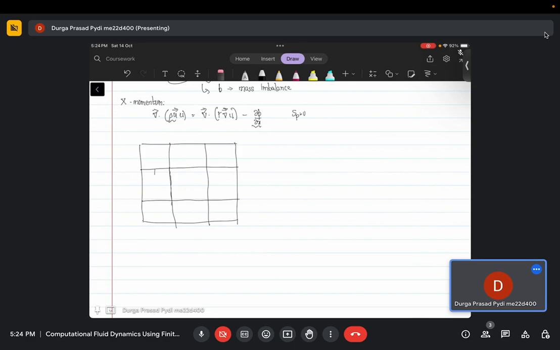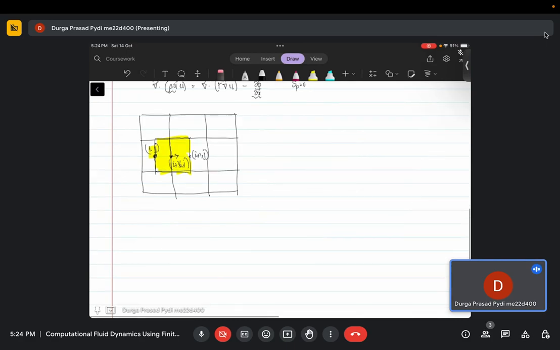Here you will only consider your face center like this. So this will be your objective. This is a cell where you will discretize, and your u is actually stored here. If this is i comma j, this is i plus half comma j, this is i plus 1 comma j. So the highlighted portion is where you will be discretizing your momentum equation.